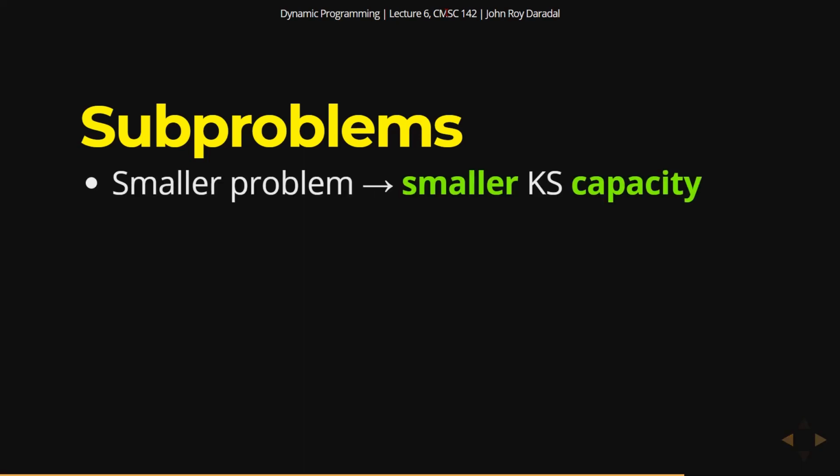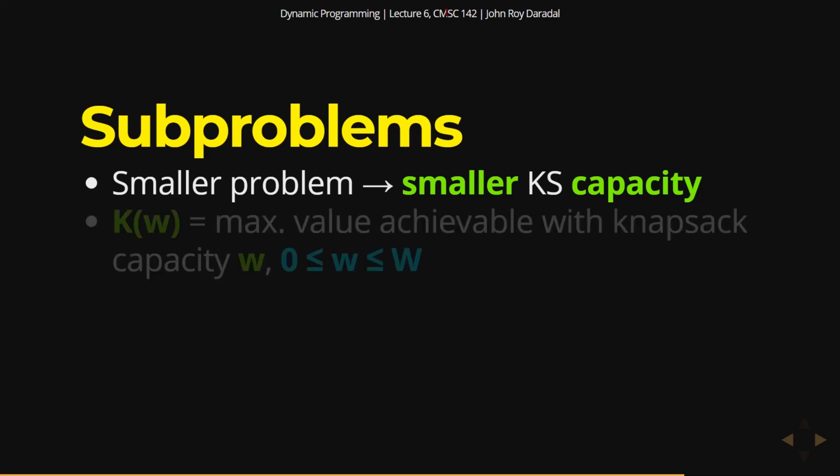So what would be the sub-problem for the unbounded knapsack version? For the smaller problems, or the sub-problems, we will try to look at the smaller knapsack capacity. So let's say if the original knapsack capacity was 10, we'll try to look at smaller problems, like what if it was only 9, or if it was only 8 or 7, and so on, until we reach the smallest possible capacity. Okay, so those will be our smaller sub-problems.